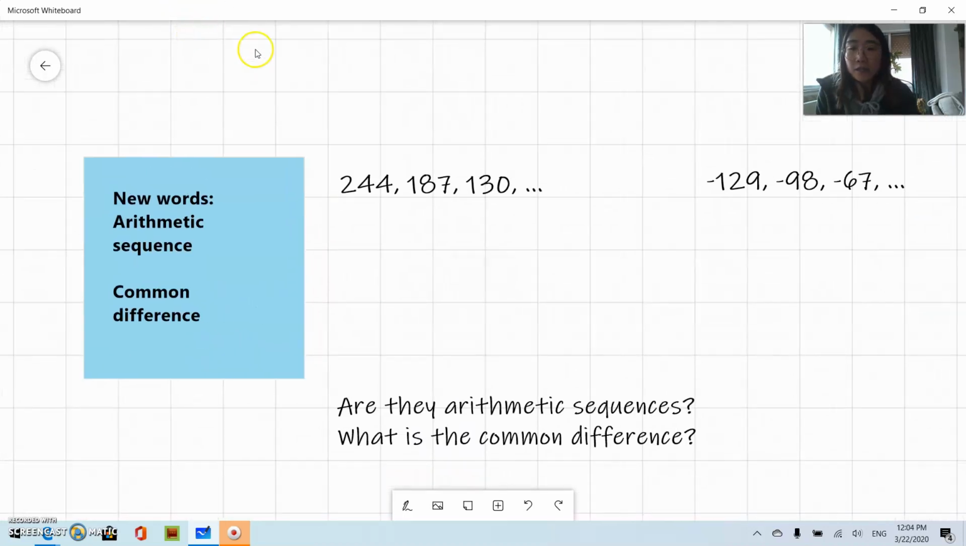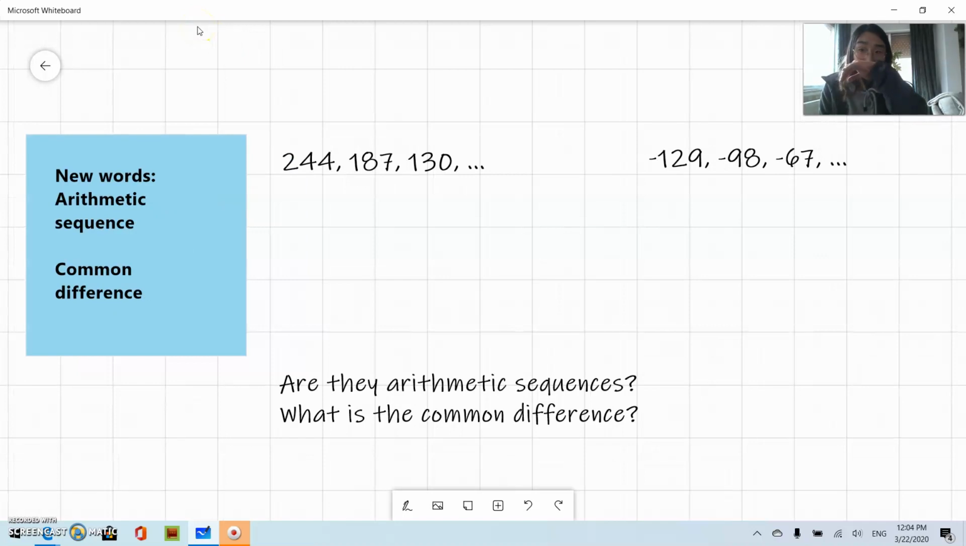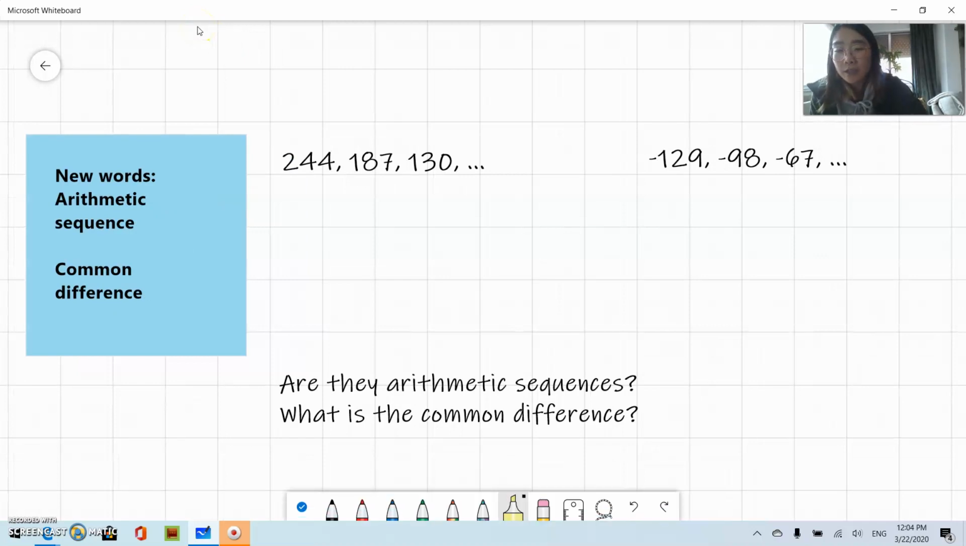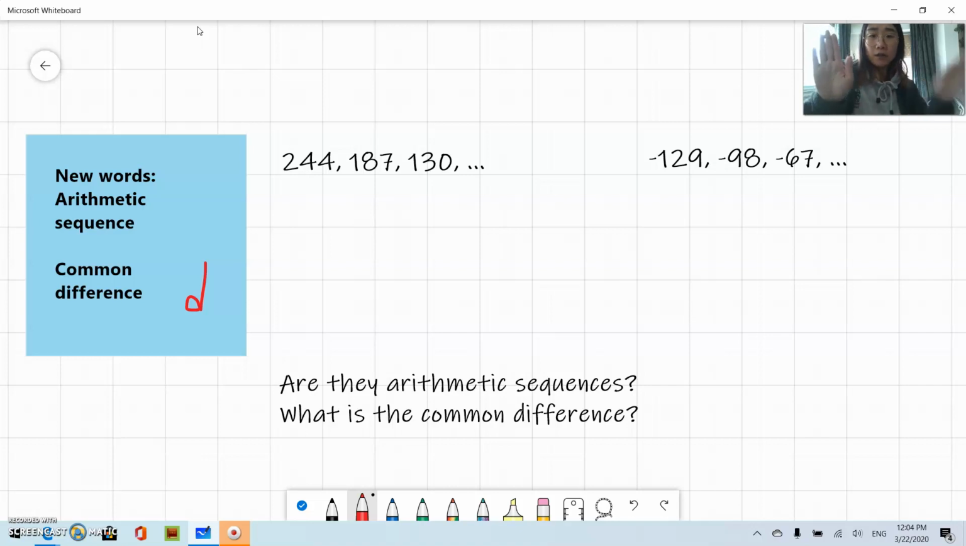All right, so let's talk about the new word, arithmetic sequence. What is it? How does it work? So an arithmetic sequence is a sequence, a list of numbers, that has a common difference between two consecutive terms, okay? The common difference is often noted D, because difference. So basically, if you have a starting number and a common difference, and you keep adding that common difference, then you will get a sequence that is arithmetic.